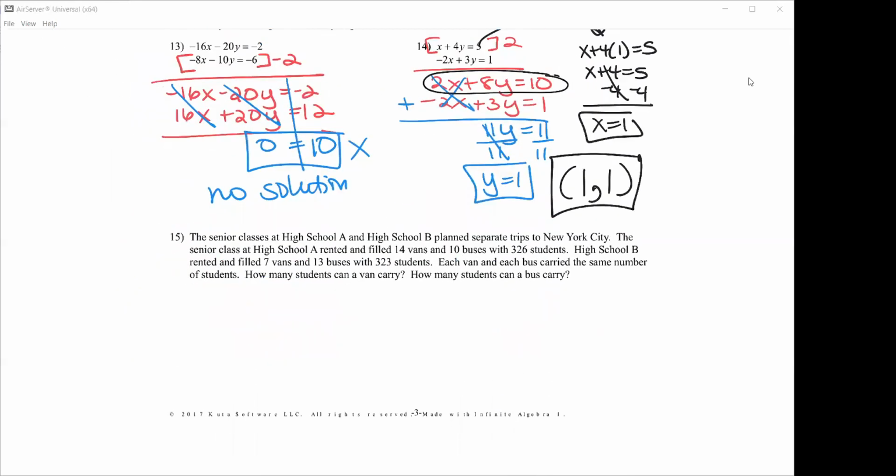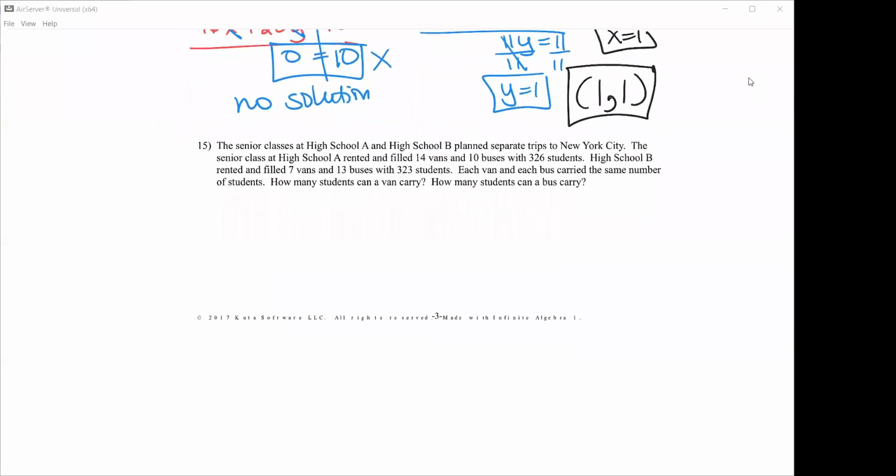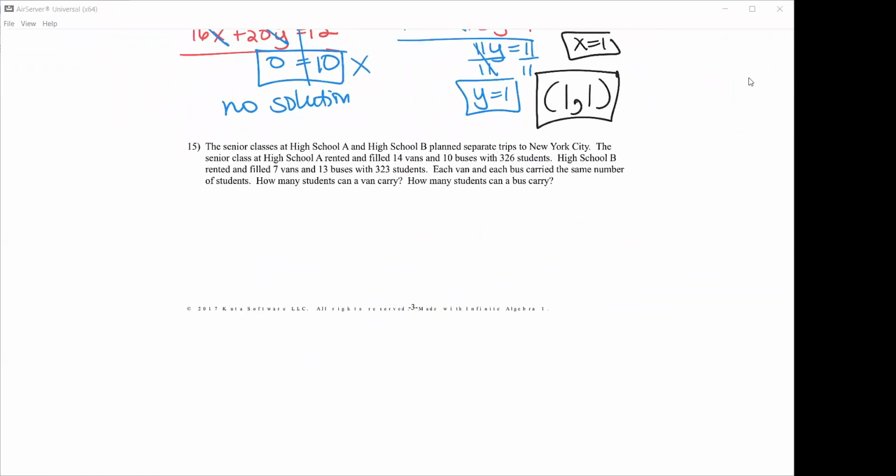For these last ones, just because I don't have enough time, I'm going to show you how to set them up, but I'm not going to go through the process of solving them, okay? The key is online, so you can see the work on how to solve it, okay? So this question, you have senior classes, they're going on a trip. So I'm going to say that X is going to be represented by vans, and the buses is going to be represented by Y.